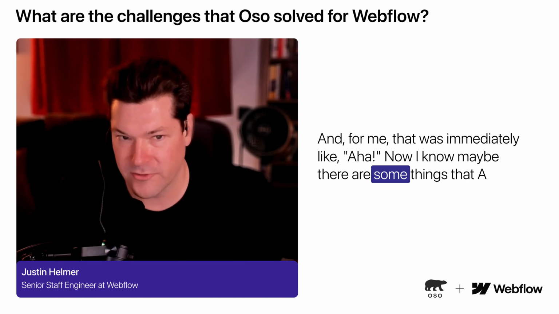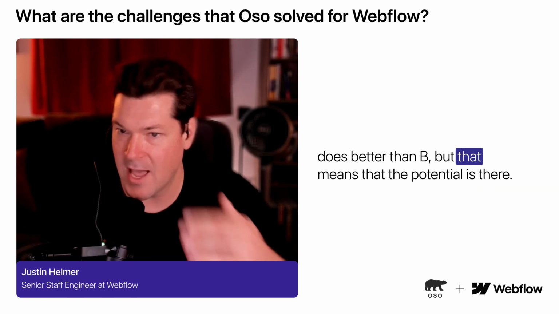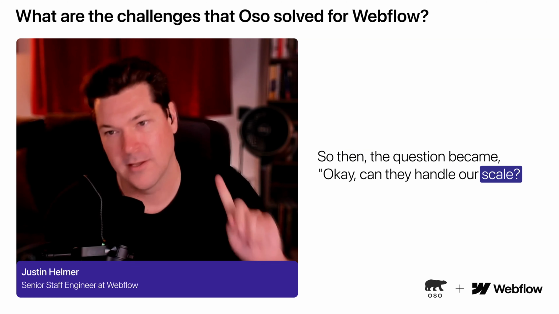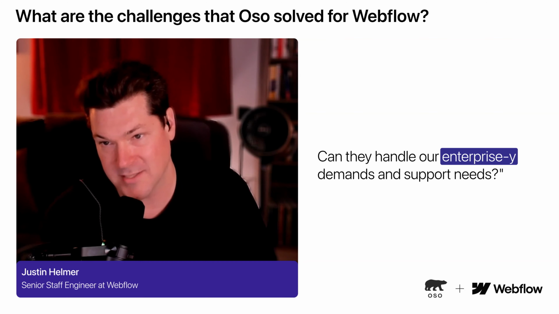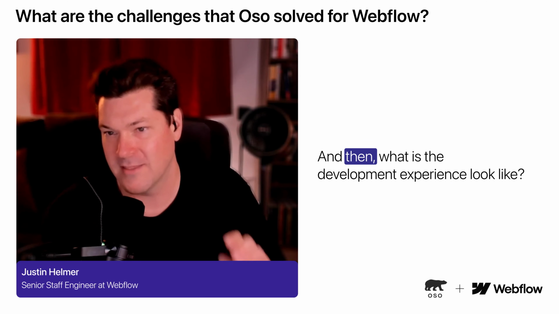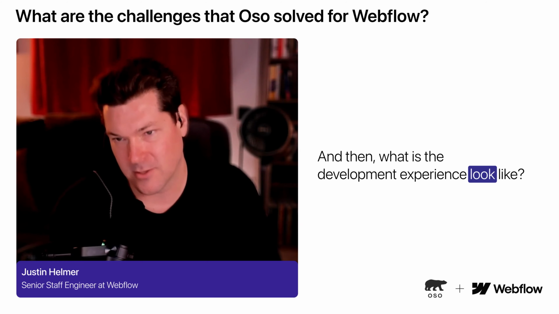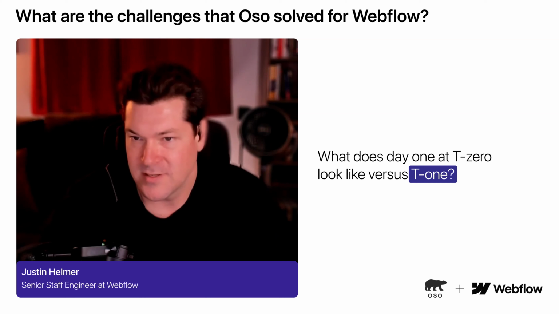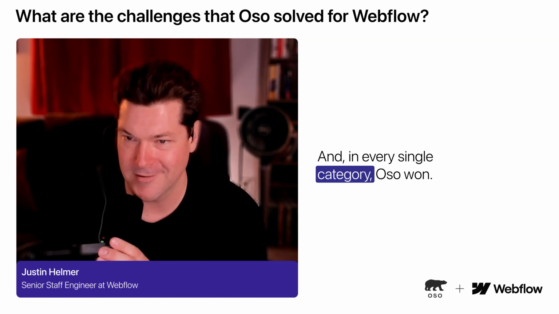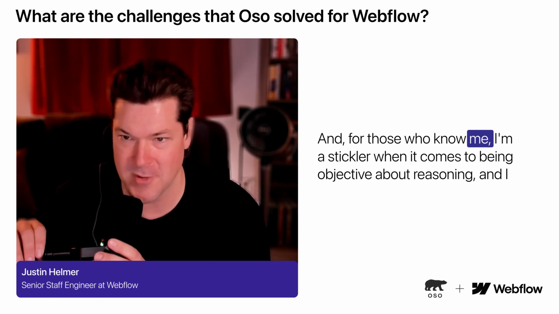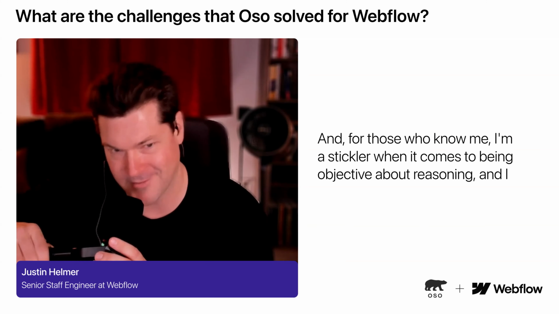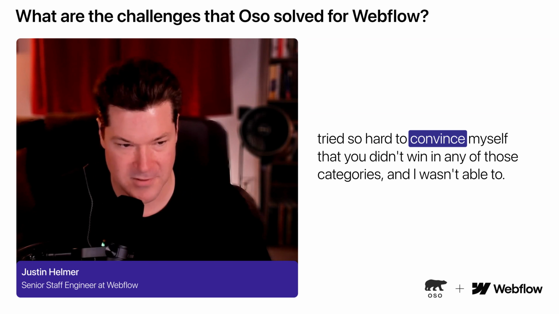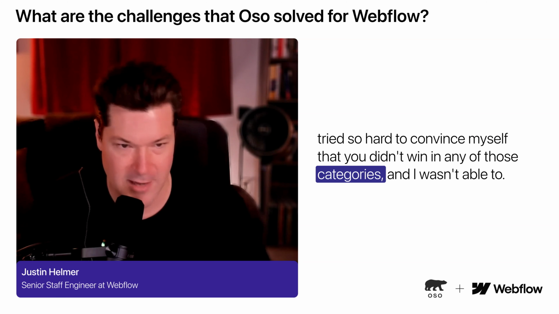Now I know maybe there are some things that A does better than B, but that means that the potential is there. So then the question became, okay, can they handle our scale? Can they handle our enterprise-y demands and support needs, right? And then what does the development experience look like? What does team enablement look like? What does day one at T0 look like versus T1? And in every single category, Oso won. And for those who know me, I'm a stickler when it comes to being objective about reasoning. And I tried so hard to convince myself that you didn't win in any of those categories, and I wasn't able to.